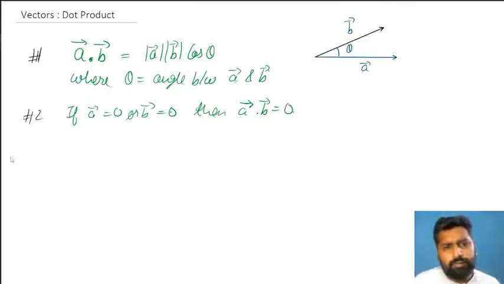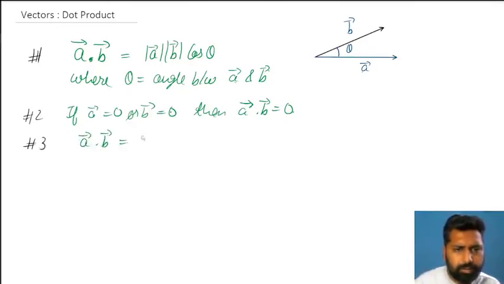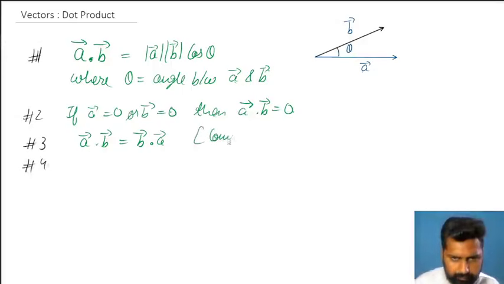Now let's talk about some properties. One of the important properties is regarding the commutative nature. Whether you do A dot B or you do B dot A, they are both equivalent. So this is the commutative property. Sometimes they can ask you about this in the form of language, whether dot product is commutative or not. So yes, it's commutative.